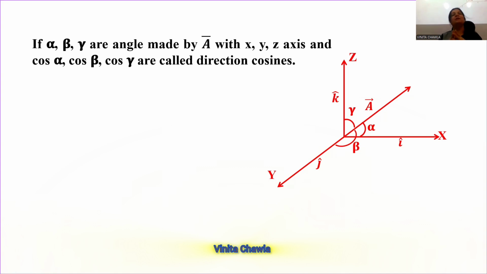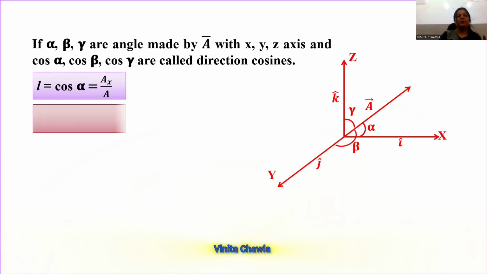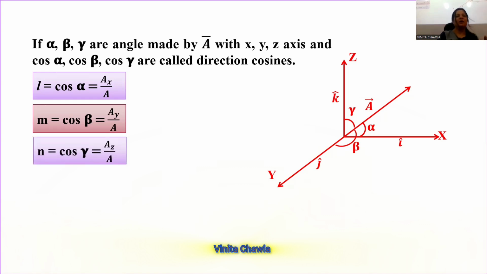राइट. सो विल टेक कोसाइन ऑफ द एंगल्स. कोसाइन ऑफ द एंगल्स मींस cos alpha, cos beta, cos gamma. They are called direction cosines. Okay. So we can write L, where L represents the direction cosine. So L is equal to cos alpha, it is ax by a. And m is equal to cos beta, it is ay by a, and n is equal to cos gamma, it is az by a. ठीक है.